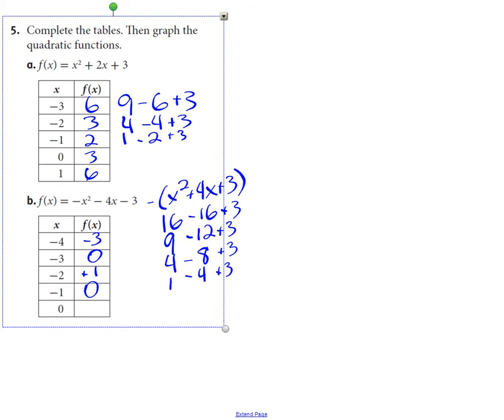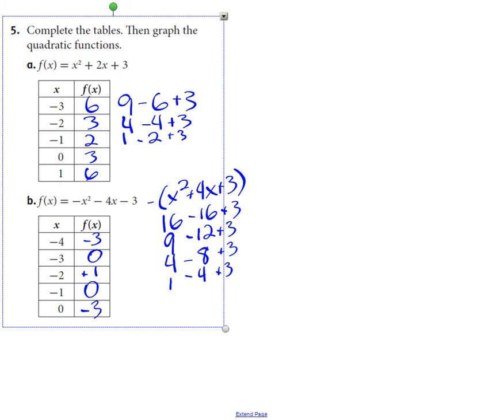Wait, how is it 0? What's 1 minus 4? 1 minus 4 is negative 3. Okay, what's negative 3 plus 3? Oh, 3. Okay. Negative 3 plus 3. 3. And the easy one, if x equals 0, y is negative 3. Why don't we have to work that one out?